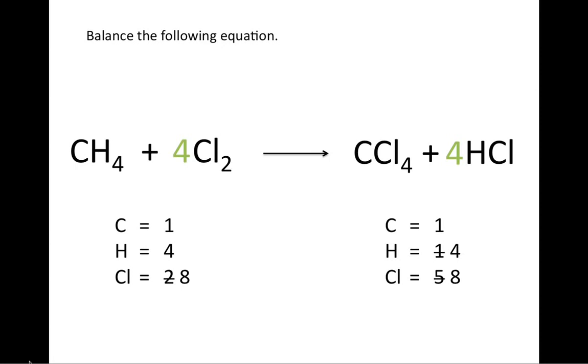And now that we have the same number of each type of atom on the left side of our reaction arrow and the right side of our reaction arrow, we can consider this reaction correctly balanced.